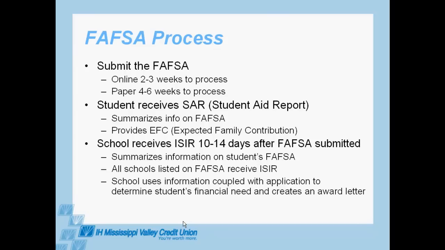Because after you receive your Student Aid Report, the schools that you listed on your application will receive an Institutional Student Information Record. This ISIR contains all the information that you listed on your application. And that's what the school uses to create your award letter. That's what they use to verify your eligibility for free money, for Federal Work-Study money, and then government loans as well. So again, it's extremely important that if on your Student Aid Report you need to make a change, that you make it immediately.